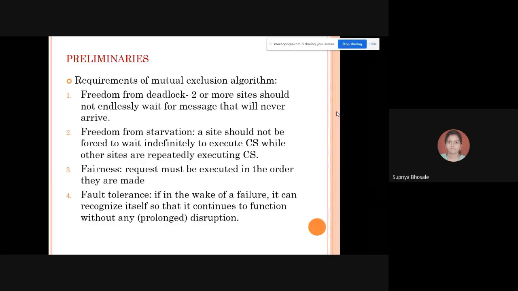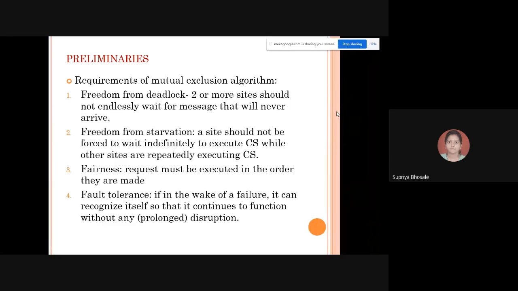Two or more sites should not endlessly wait for messages that will never arrive. So this kind of deadlocks will not be there in this particular mutual exclusion algorithms. डेडलॉक झालाय आपण कधी म्हणू शकतो, सपोज एकाची डिपेंडन्सी दुसऱ्यावर, दुसऱ्याची तिसऱ्यावर आणि तिसऱ्याची पहिल्यावर अशी जर कंडिशन असेल तर त्या ठिकाणी आपण म्हणू शकतो डेडलॉक ऑकर झालेला आहे. जे त्यातून त्या पर्टिक्युलर हँगिंग कंडिशन मधून बाहेर पडणं इट विल बी डिफिकल्ट. सो here in this case, in case of mutual exclusion algorithms, this kind of deadlock condition should not be there. Your system should be free from this kind of deadlocks.